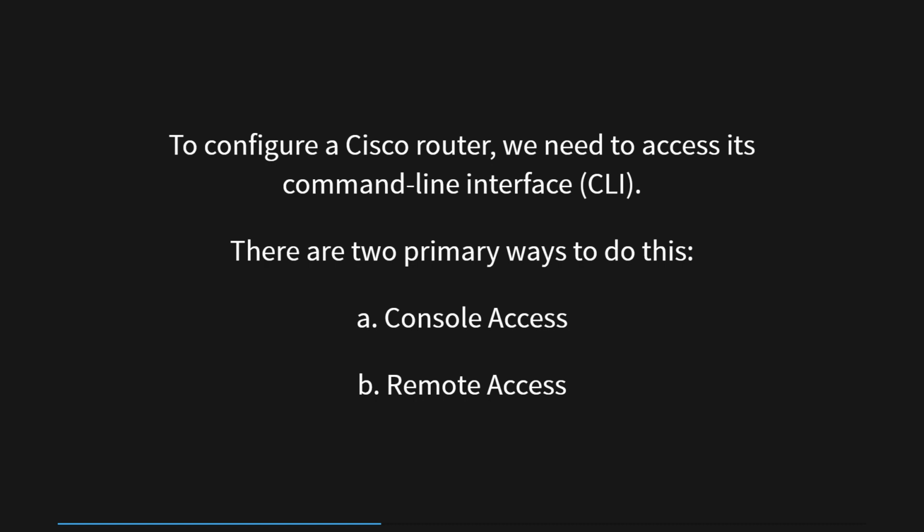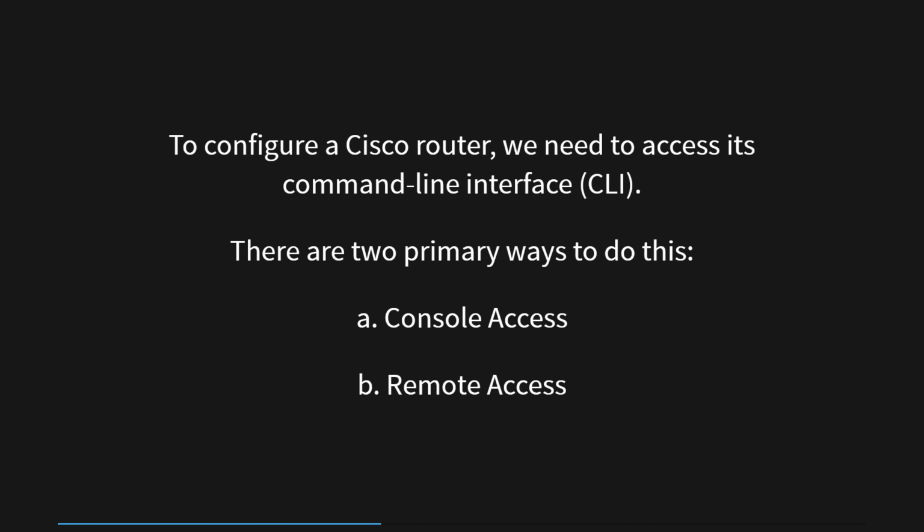To configure a Cisco router, access to its command line interface, CLI, is necessary. There are two main methods to achieve this. First, console access involves connecting a console cable from the PC's serial port to the router's console port. Terminal emulator software like PuTTY or SecureCRT can be used to access the router's CLI through this console connection.